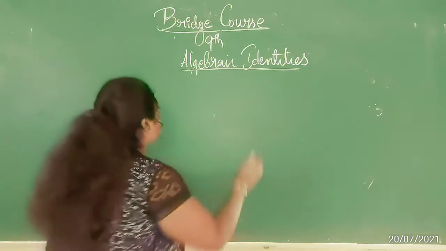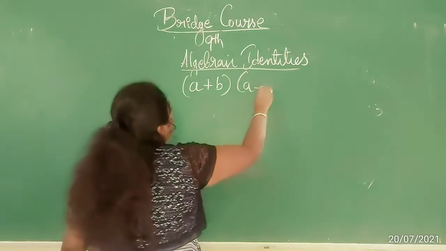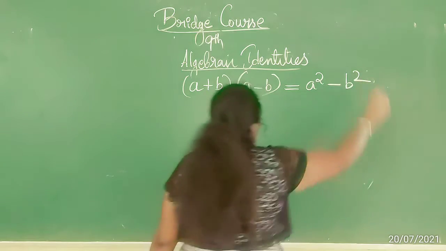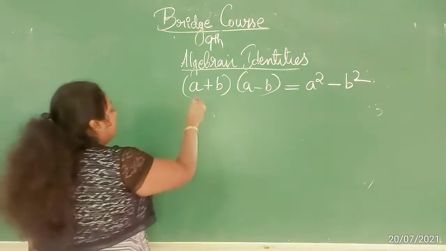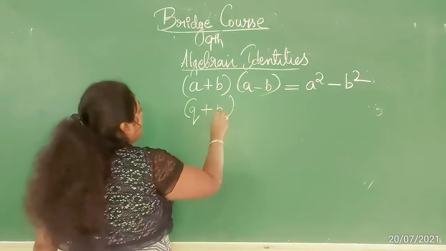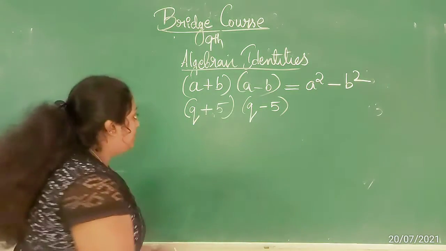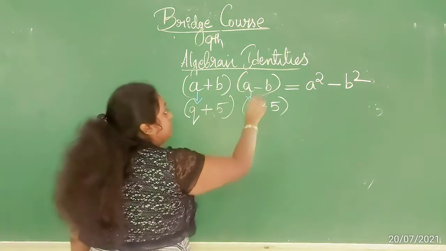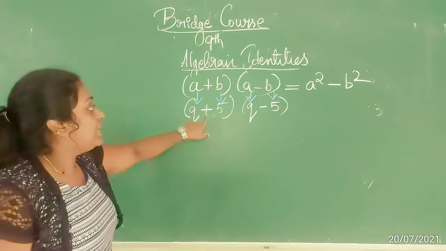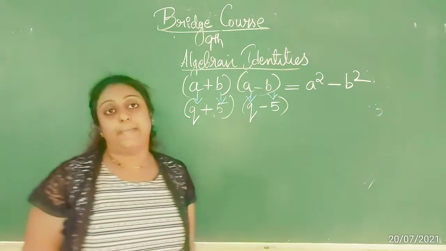So the next one is (A + B) into (A - B). That is equal to A square minus B square. Okay, now look at here. Here I am going to do (q + 5) into (q - 5). Look at here. Here your A is q and q. Your B is 5 and 5. You are getting it? But see the sign here. Here it is plus. Here it is minus. That is your (q + 5), (q - 5).